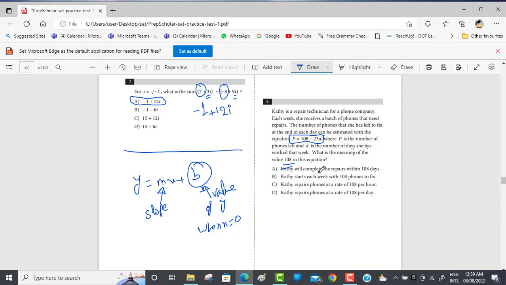Kathy will complete the repairs within 108 days. Of course not. Kathy starts each week with 108 phones to fix. Yeah, exactly. She starts each week when d equal to 0. She starts with 108 phones to fix. Okay.